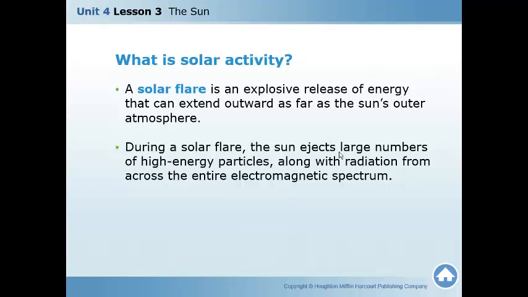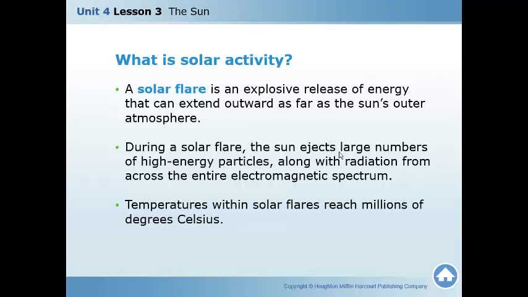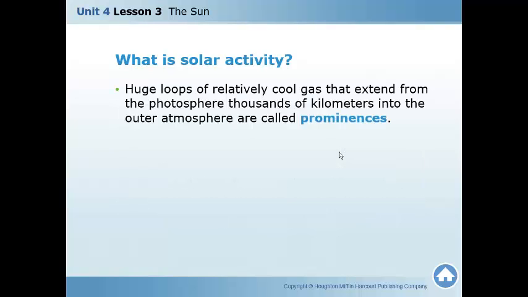We worry about, during a solar flare, things like cell phone service being interrupted or radio or television waves being interrupted, because we're sending a signal from a satellite down to your cell phone or your television, and a solar flare with all these high energy particles released into space can actually interrupt that signal. Temperatures within a solar flare can reach millions of degrees Celsius, so they can be very hot.